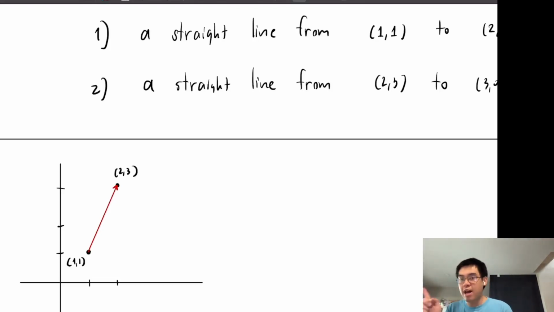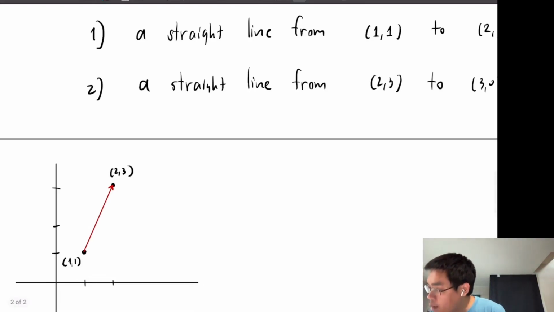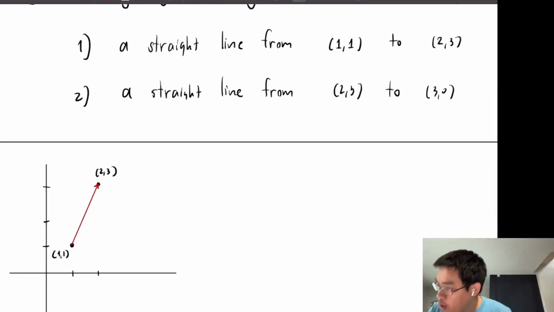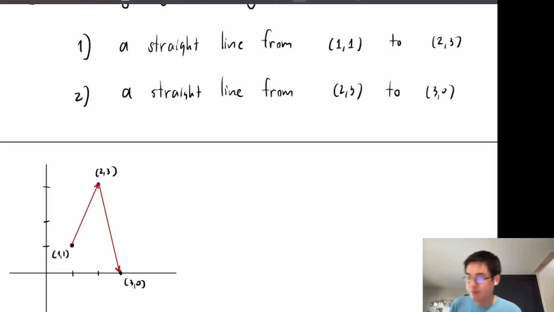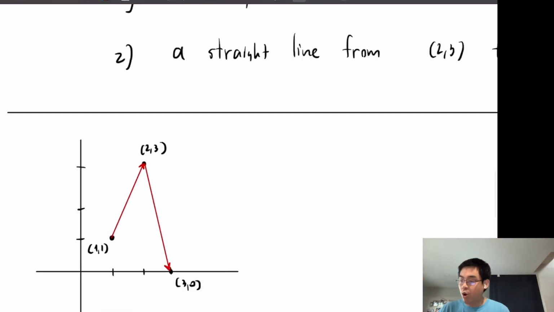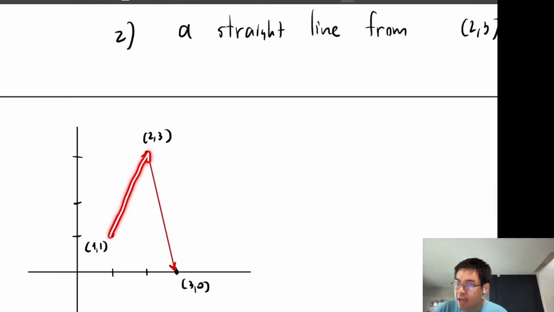But oh, you're not done. No, you're not done, because the second part is from (2, 3) to (3, 0). So (3, 0) is 1, 2, 3 on the x and 0 on the y. And then you go all the way down. So this whole thing, this whole upside down V, is C.